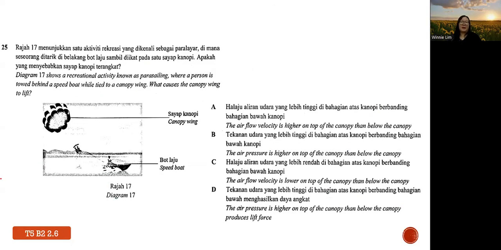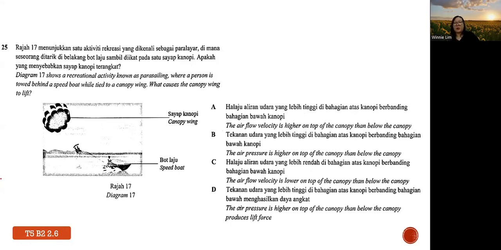25. Diagram 17 shows a recreation activity known as parasailing, where a person is tied behind a speedboat while tied to a canopy wing. What caused the canopy wing to lift? This idea is related to the Bernoulli principle, where Bernoulli states that when the speed in a fluid, air or liquid, is high, then the pressure is low.